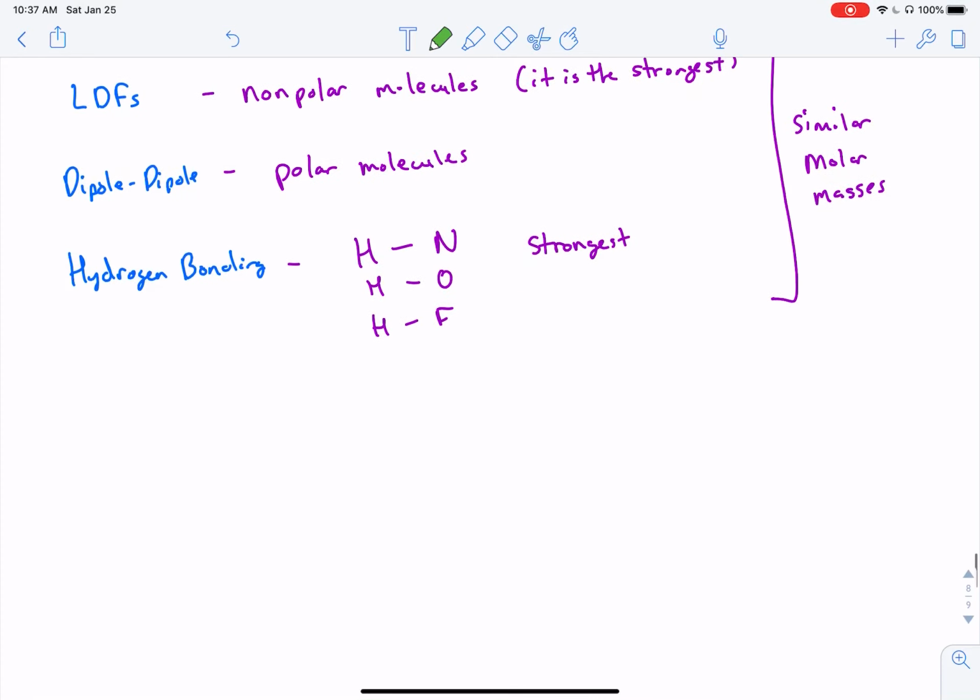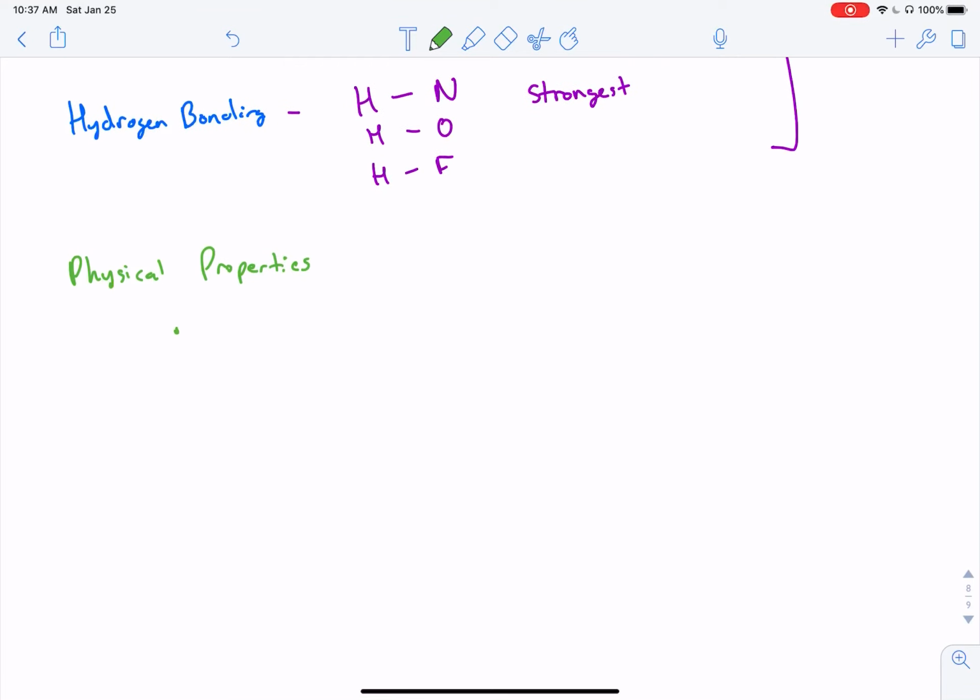Okay. Two more things. I mean, they're not short, but there are. We still need to go over them. So the next thing is physical properties of covalent molecules. Okay. One.